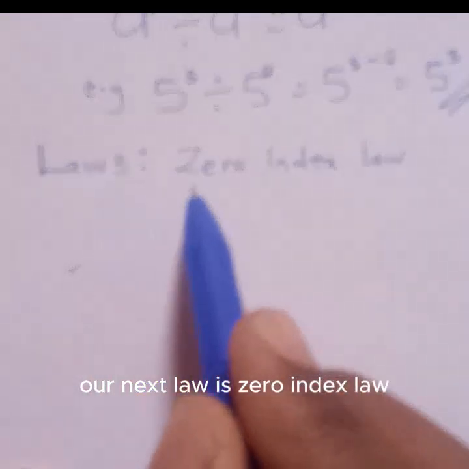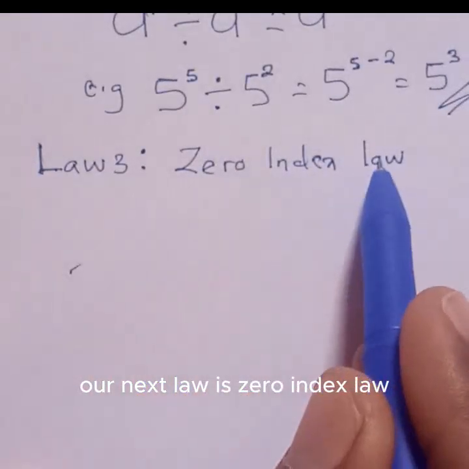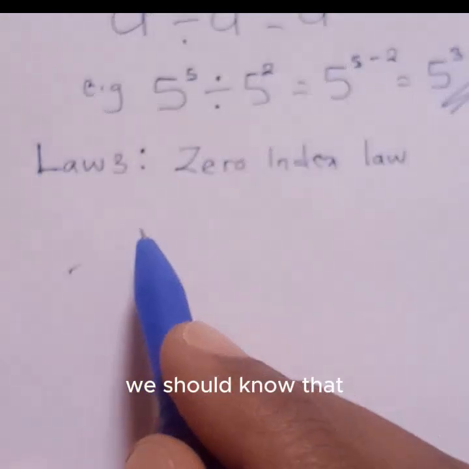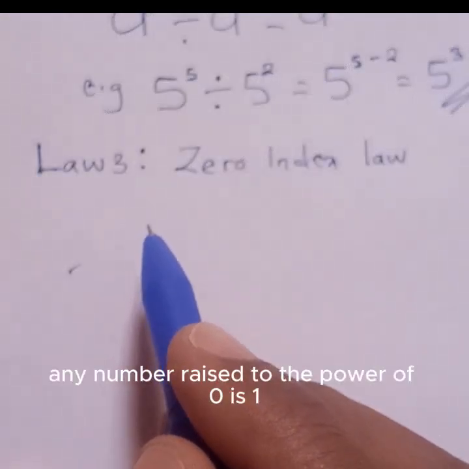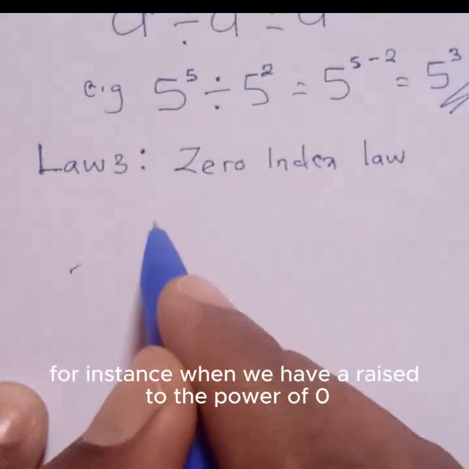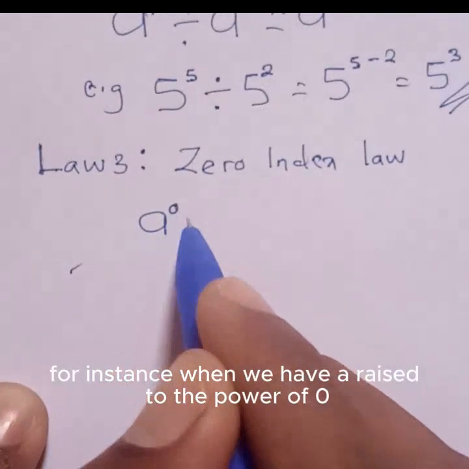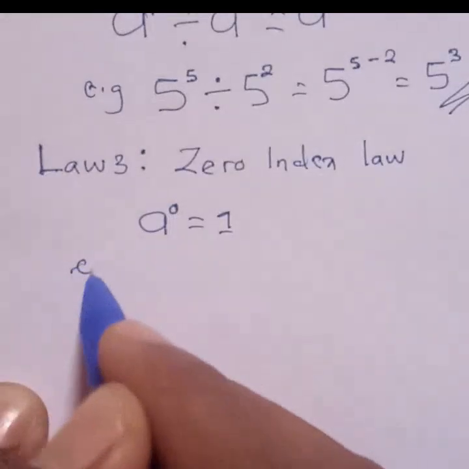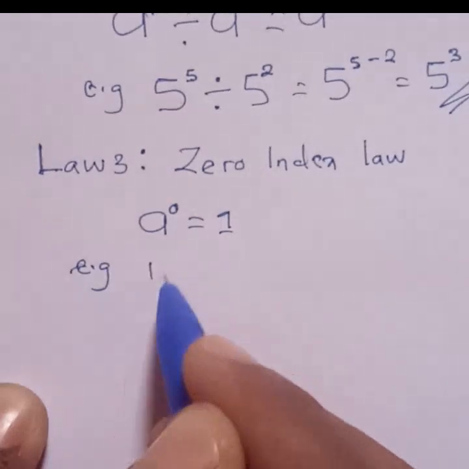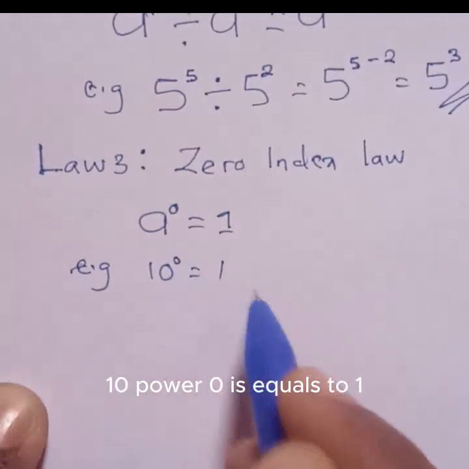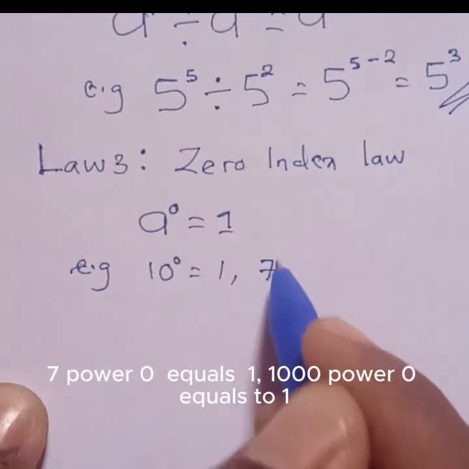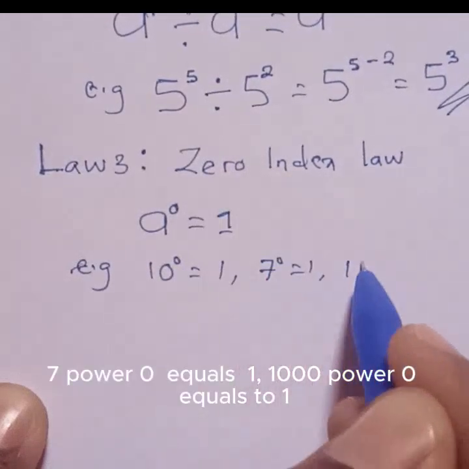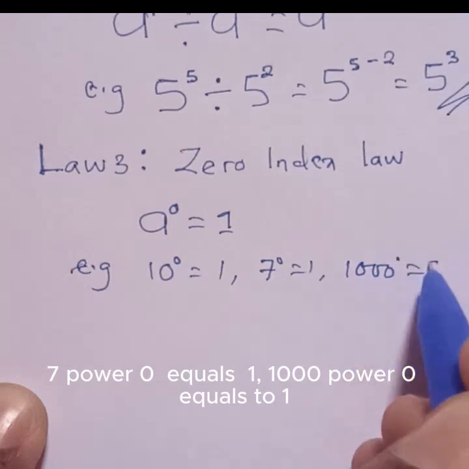Our next law is the zero index law. We should know that any number raised to the power of 0 is 1. For instance, when we have a raised to the power of 0, this is equal to 1. For example, 10 power 0 is equal to 1. 7 power 0 is equal to 1. 1000 power 0 is equal to 1.